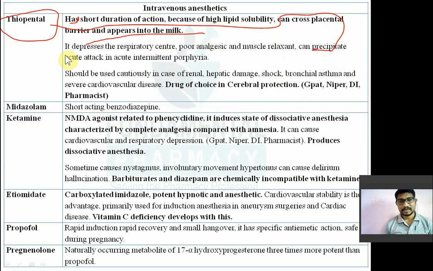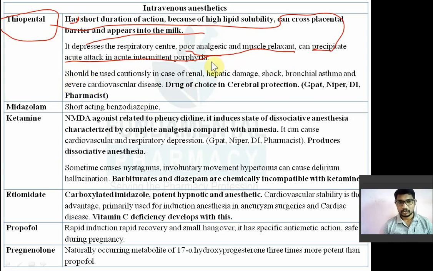It depresses the respiratory center. It is a poor analgesic and muscle relaxant. So ideally, what should an anesthetic agent be? It should be a good analgesic and a good muscle relaxant. It is a poor analgesic and muscle relaxant. It can precipitate an acute attack in acute intermittent porphyria.